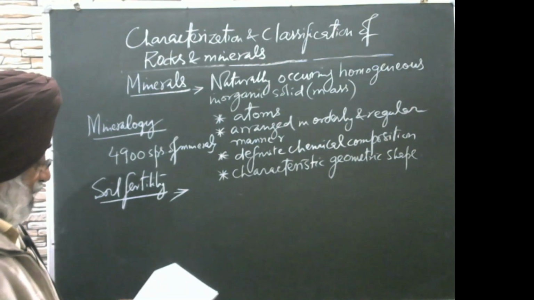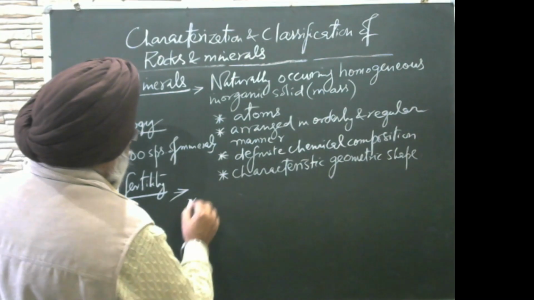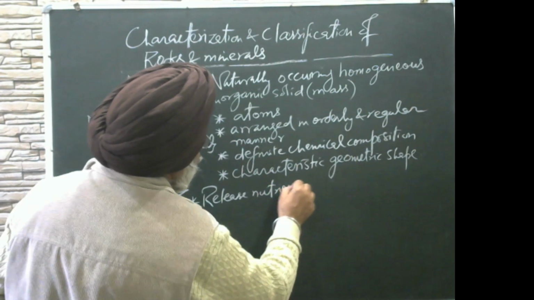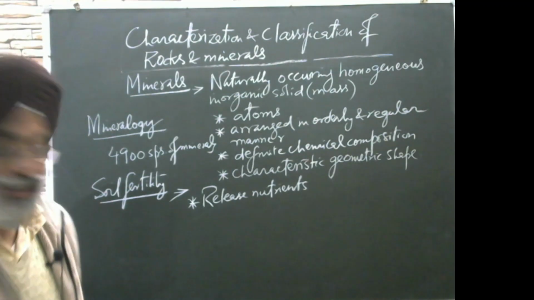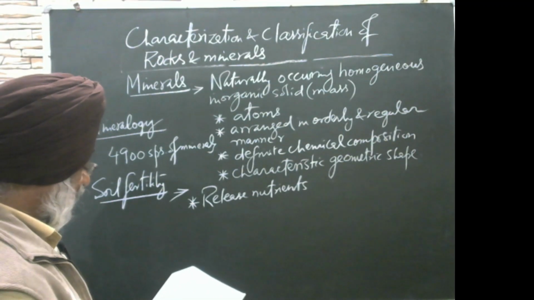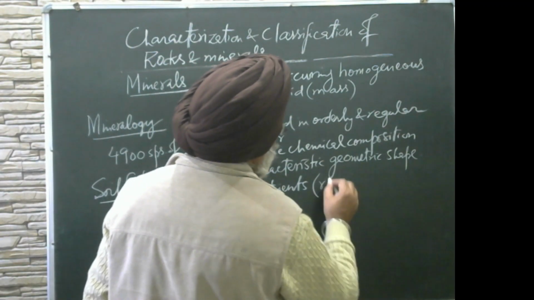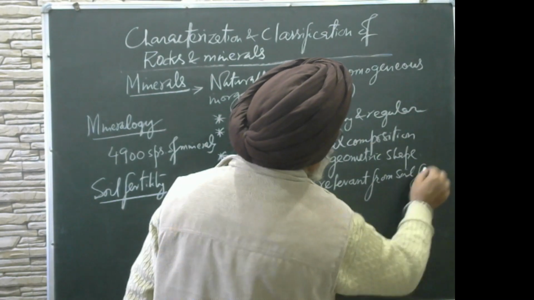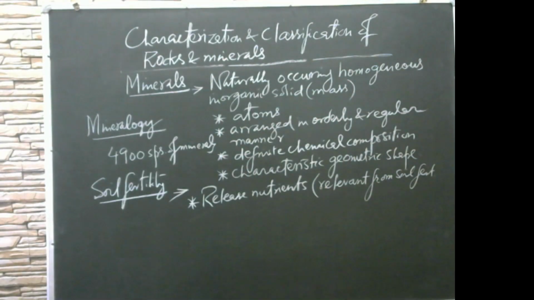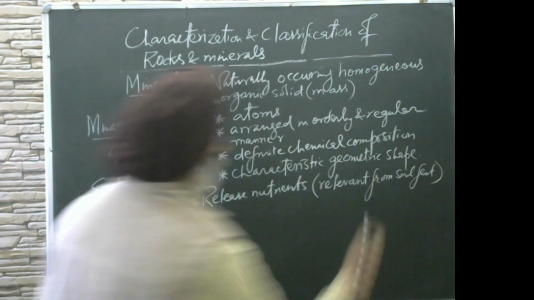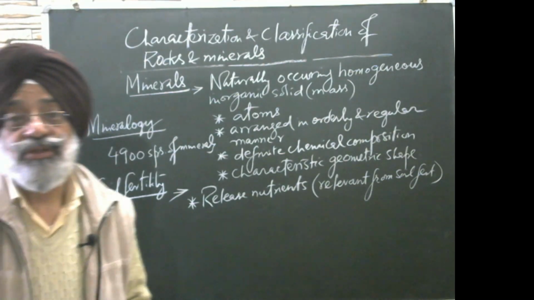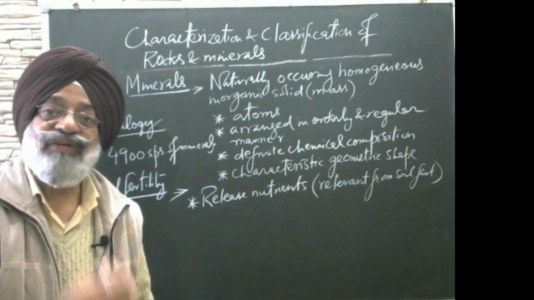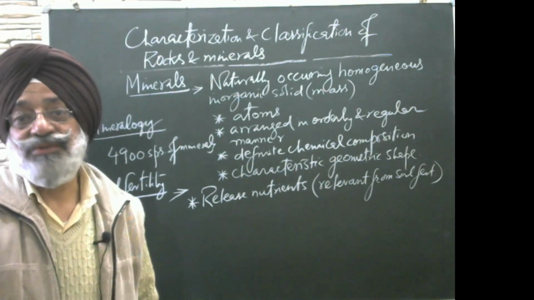With respect to soil fertility, the minerals release nutrients. Nutrients are ions which are required for the growth of the plants. So there is a direct relation with soil fertility, and it is relevant from the soil fertility point of view. That's why the study of soil mineralogy is very important, because only if you know the mineralogy of the soil can you have an estimate about the inherent fertility of the soil.